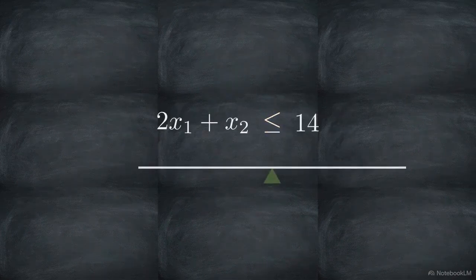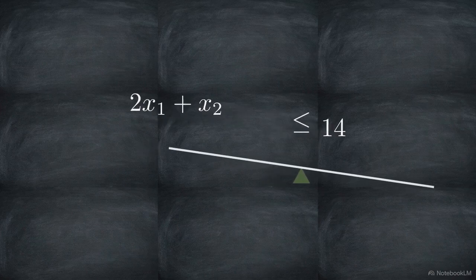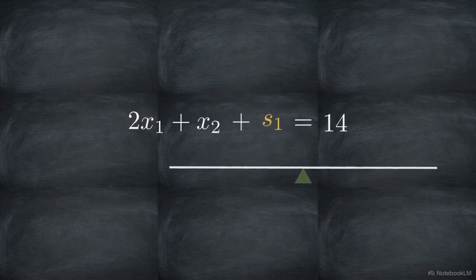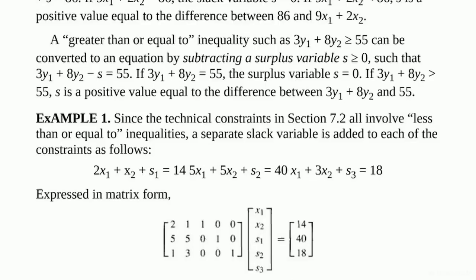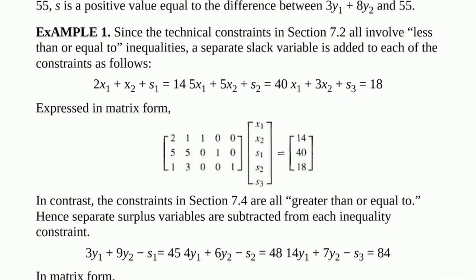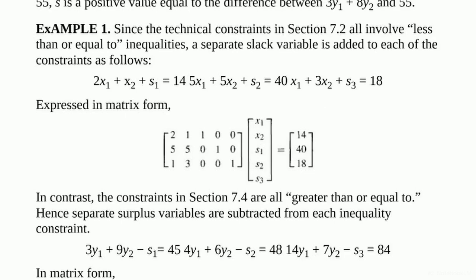The first step is to convert our original less than or equal to inequalities into strict equations. We do this using what are known as slack variables. Looking at this text block, we convert the inequalities by adding separate slack variables, S1, S2, and S3, to each constraint. These represent unused resource time, balancing equations perfectly. We've now structured our word problem into a clean algebraic system with 3 equations and 5 variables.